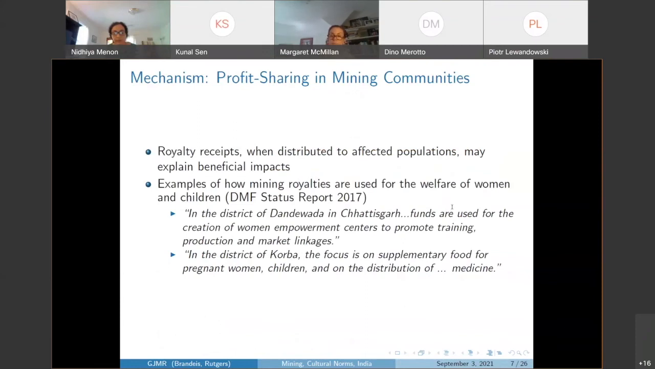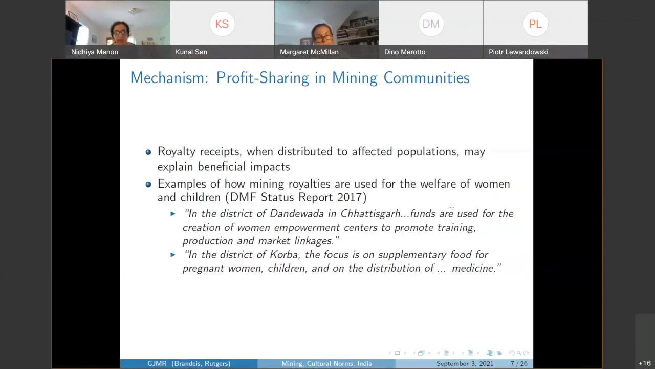This was something that was put in place in 2013, where the law essentially says that a certain proportion of the mining royalties have to be invested in the welfare of women and children in that area. I'm quoting directly here from the District Mineral Foundation Status Report, where, for example, in Chhattisgarh, which is a very rich mineral state in the middle of India, funds are being used for the creation of women empowerment centers to promote training, production, and market linkages. In Korba, which is also in Chhattisgarh, there's an alternate program that is providing, for example, better nutrition, access to food for pregnant women, distribution of medicine, etc.